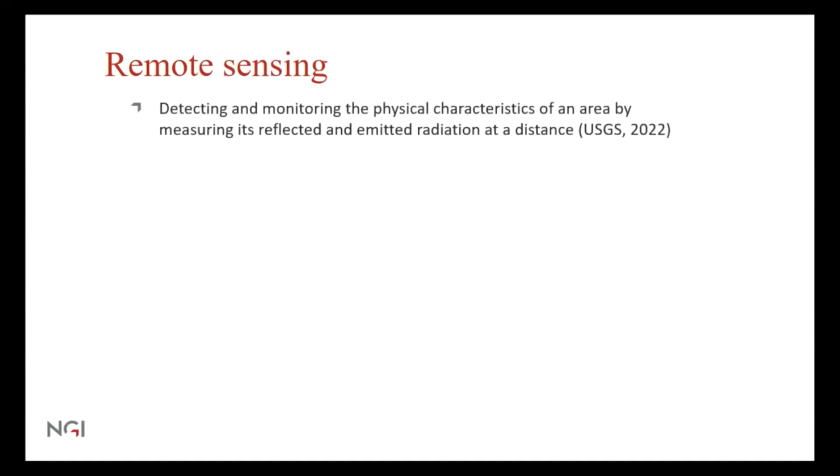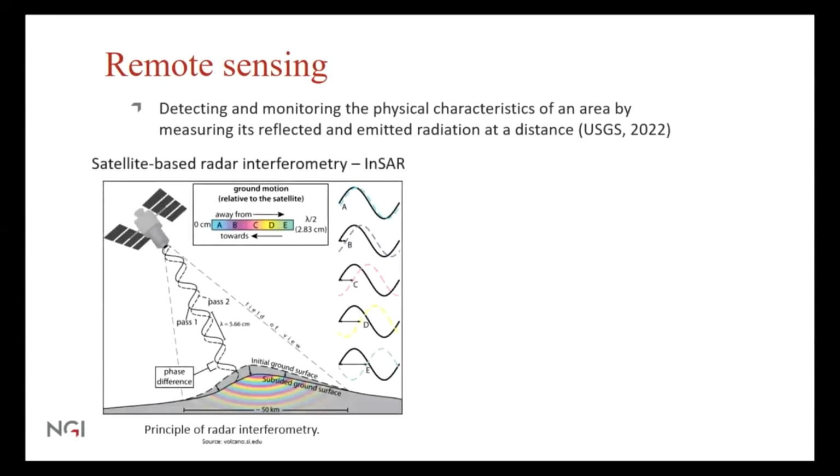Okay, now I will give some explanation and some examples about first remote sensing and then geophysical methods and image analysis. Remote sensing is basically detecting and monitoring physical characteristics of an area by measuring its reflected and emitted radiation at a distance. As you can see here, this is the principle for radar interferometry, which one of the presenters earlier today has talked a lot about, or InSAR, short for satellite-based radar interferometry.